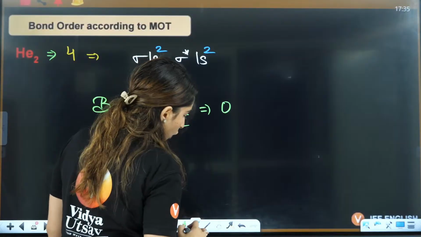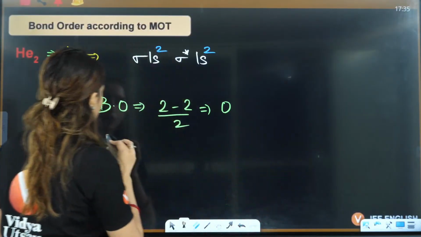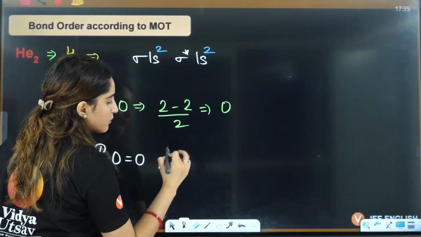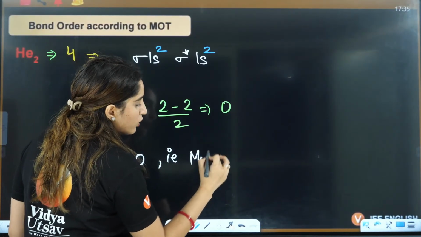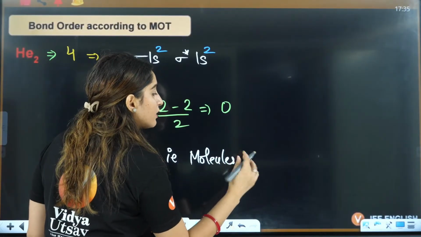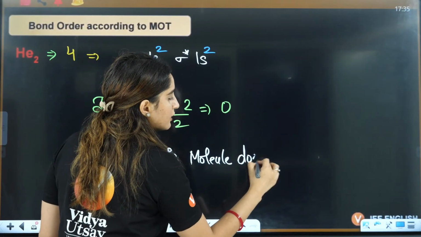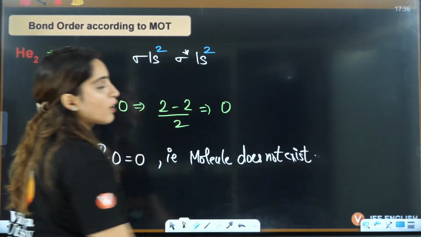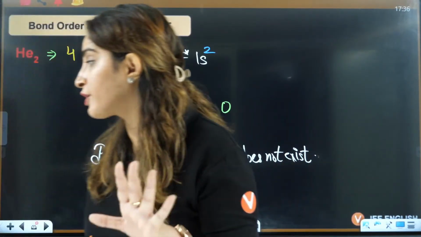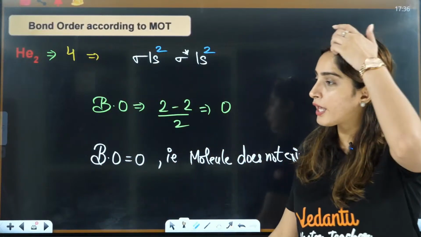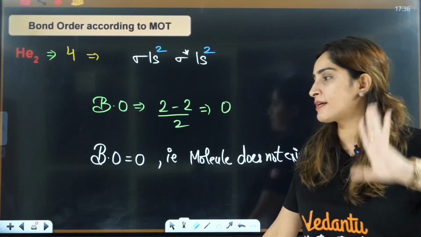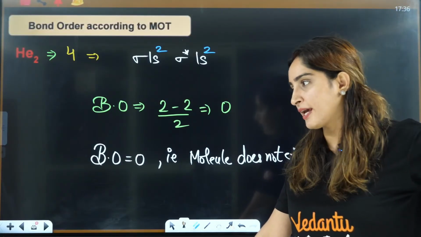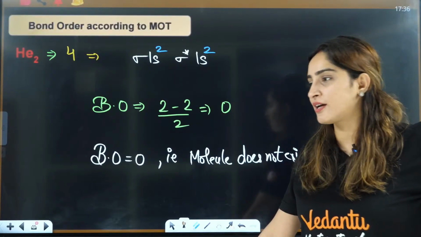Now whenever bond order is 0, it means the molecule does not exist. This molecule will not exist at all here. Okay, understood? Yes, because of you guys only I am teaching now.